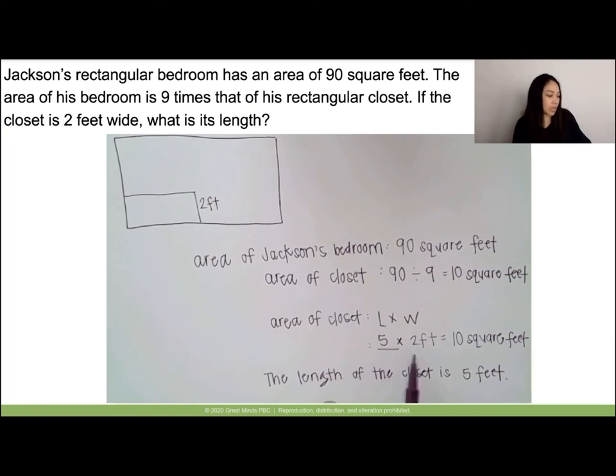Well, we know the formula to determine area is length times width for this rectangle shape. So a number times 2 feet, which is the width, equals 10 square feet. Well, that would be 5. So the length of the closet is 5 feet.